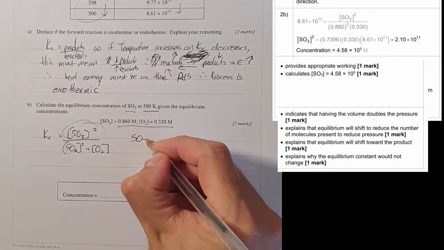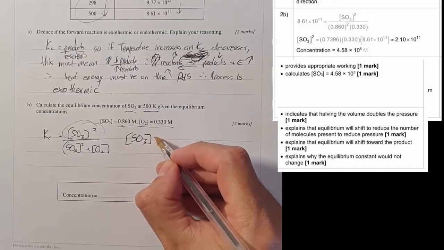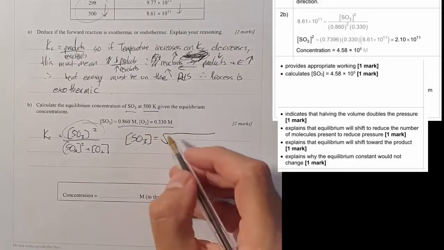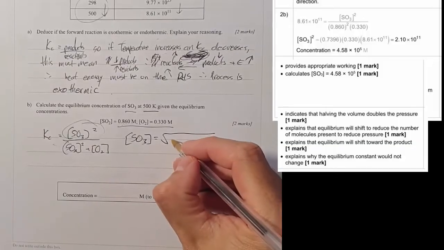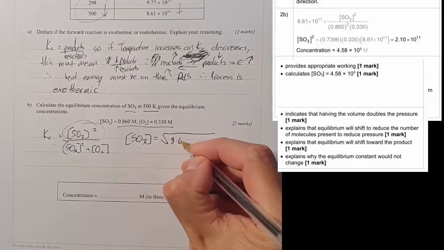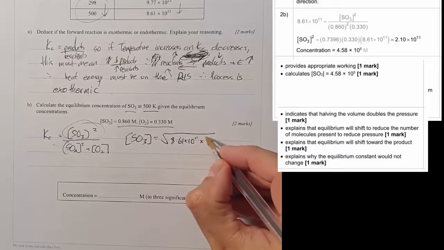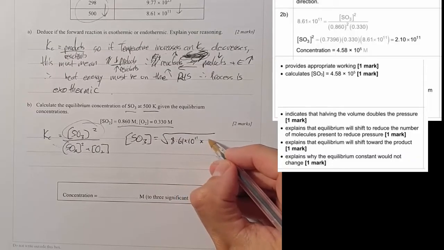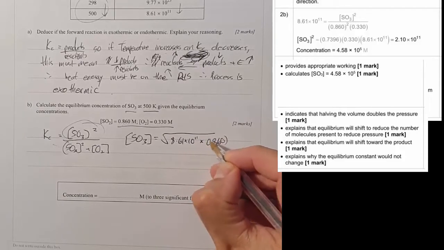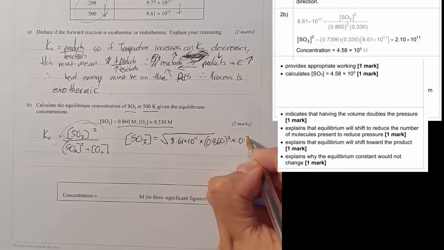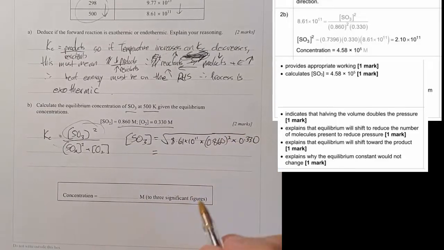So SO3 concentration will equal the square root of all these things times together. So 8.61 by 10 to the 11 times SO2, 0.860 squared times 0.330. All right, good luck on that one.